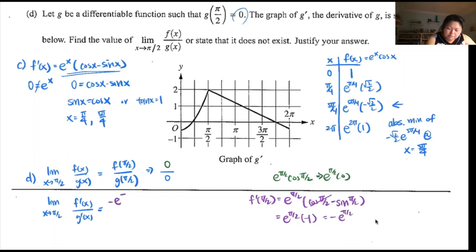So negative e to the pi over 2, and then g prime of x, so look at g prime of pi over 2. So here at our graph, g prime of pi over 2, so at pi over 2, right, what is my slope? Oh, sorry. This is the graph of g prime. So we just look at the y value of pi over 2. So pi over 2, the y value is 2. And that's it. It's not an indeterminate form. We actually have a limit. Granted, it's pretty gross. Okay? All right, that's it for this problem.